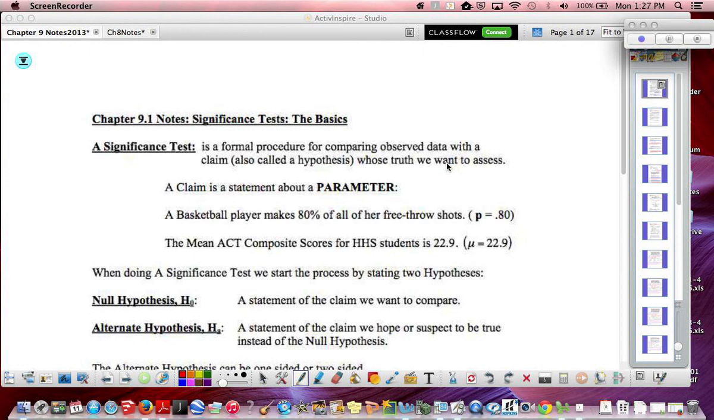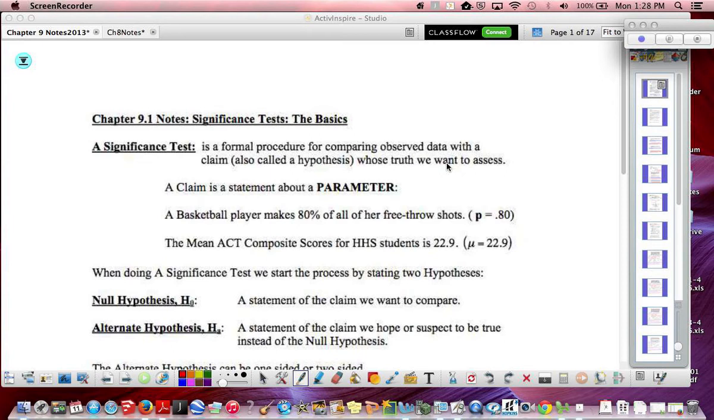All right, so today, chapter 9, instead of doing confidence intervals, in fact, we actually can use confidence intervals a little bit for this process. But what we're going to be focusing on in chapter 9 is doing what we call significance tests, or tests of significance. Basically, we're going to collect samples, or a sample statistic, and use it to compare to something we think is the actual parameter.